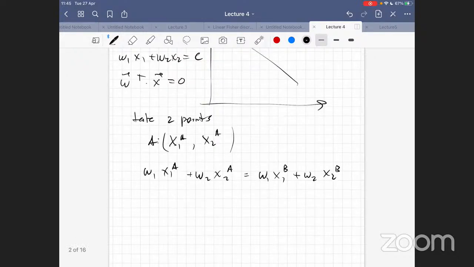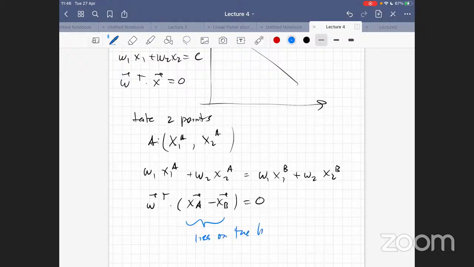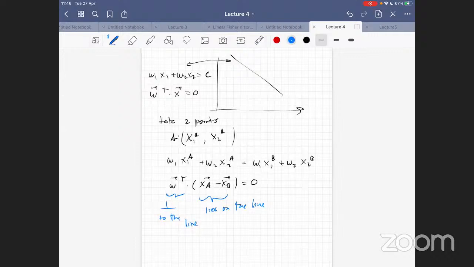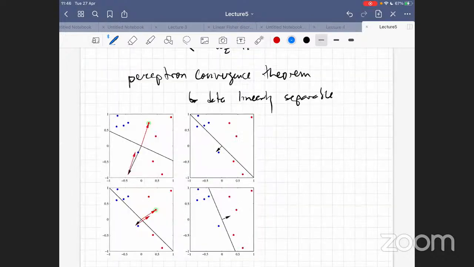Which means that I can express this as xa minus xb, and this is equal to 0. So this term here lies on the line, while this term here is perpendicular to the line. Okay? Yeah. Probably I forgot to explain this in the lecture of Friday. Any other question?